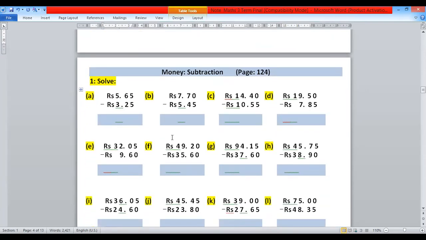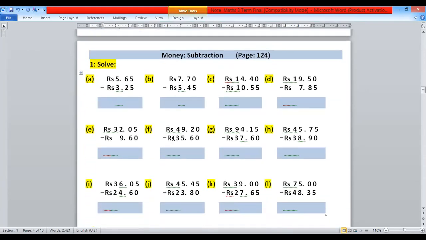Next page, we are going to learn how we subtract money. If two prices are given, how do we subtract? Dear students, here I am going to tell you a very important thing. The important thing is that we subtract money the same way as we subtract numbers. Then put the point two places from right. Two places from right. This is a very important thing.